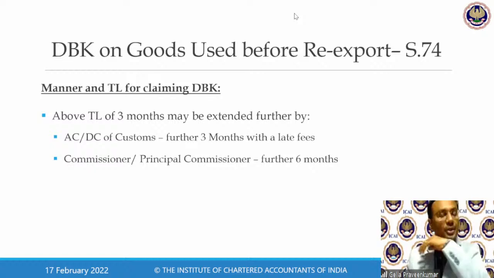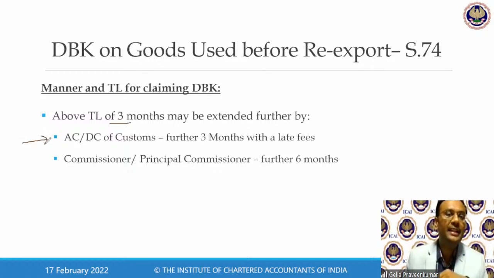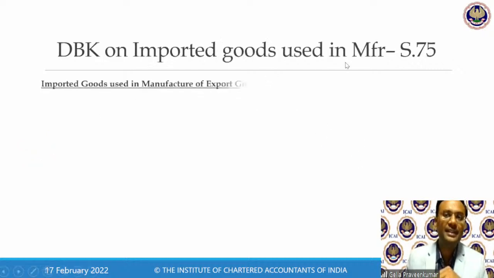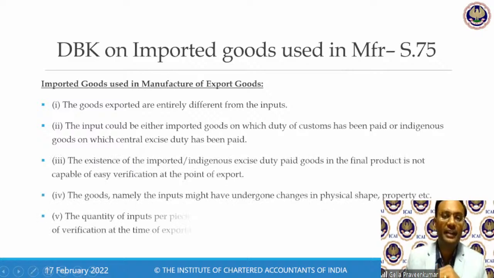So what if, due to COVID, I missed, like I was hospitalized, I was not keeping well? Then there is a further 3 months given. So even if that 3 months is gone and I couldn't do anything, come to the assistant or deputy commissioner, show the reasonable cause, they'll give you a further 3 months. So if this opportunity is also lost, then final level, go to the commissioner or principal commissioner: 3 plus 3, 6 plus 3, beyond 9 months, a further 6 months condonation can be given by the commissioner. These are the aspects connected with my section 74.